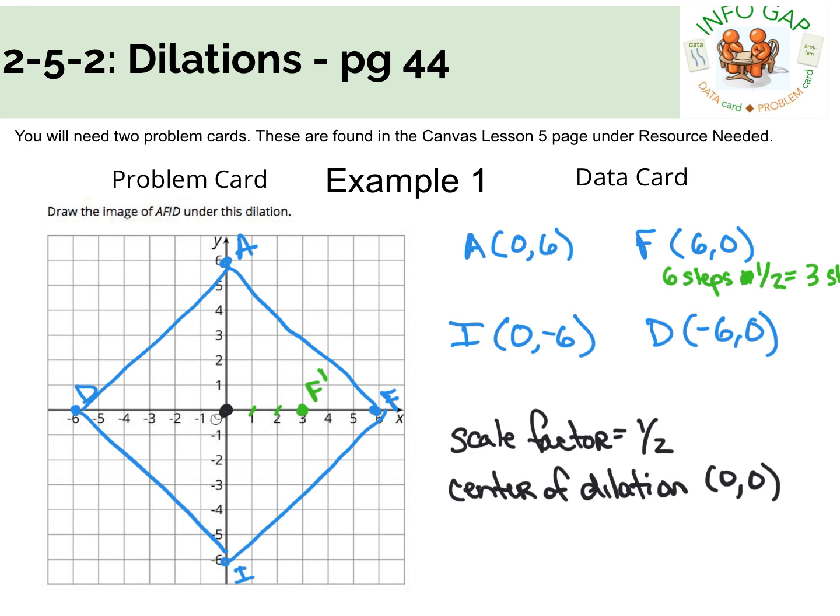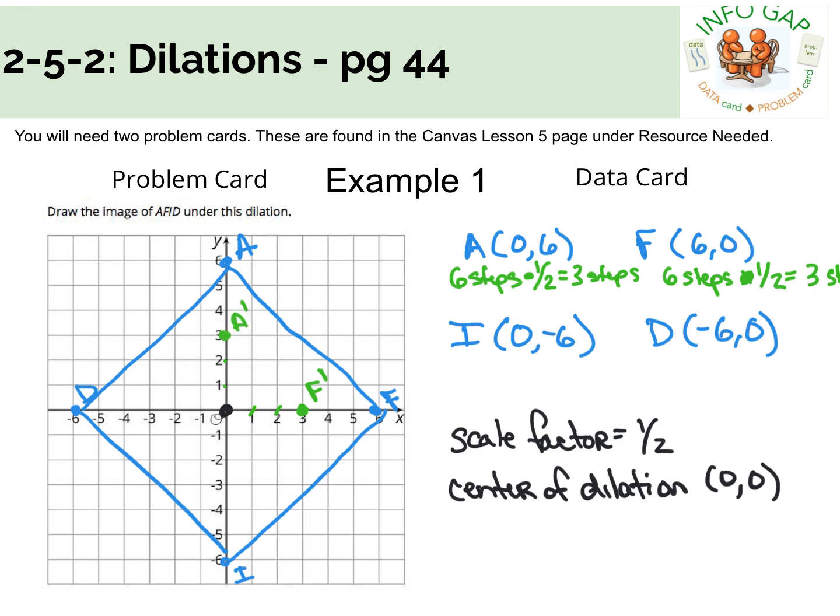Let's go ahead and do that with A. A, how many steps from 0, 0 up to A? It's 1, 2, 3, 4, 5, 6. Okay, so we're going to do that same thing. We're going to take our 6 steps and multiply it by 1/2. Grab a calculator. 6 steps multiplied by 1/2 is 3 steps. So from there, we're going to go up 3. Here is our A prime.